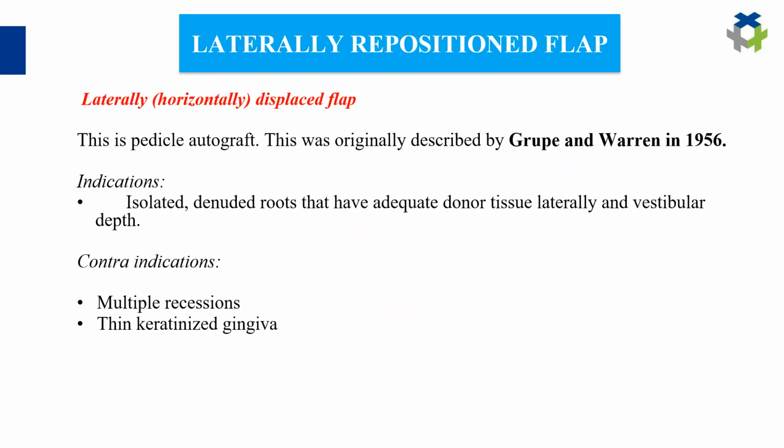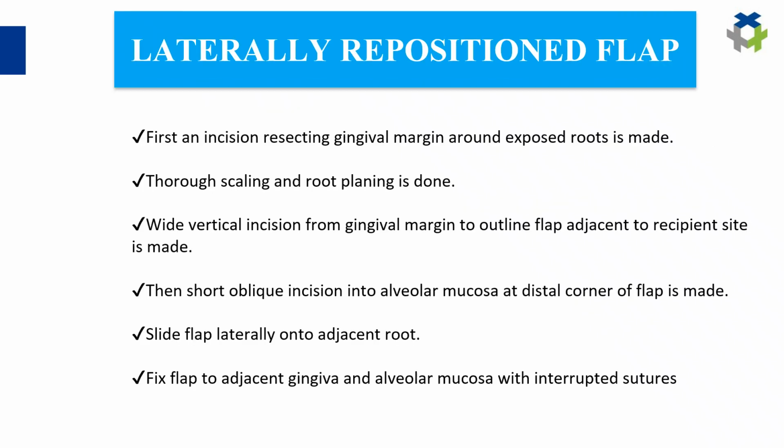Next is your laterally repositioned flap. So it is described by Grupe and Warren in 1956. So it is used for isolated denuded roots with adequate lateral donor tissue. So it involves incising around the exposed root, creating a lateral flap and sliding it over to cover the defect. And it is contraindicated, it's avoided in multiple recessions or when the keratinized gingiva is thin.